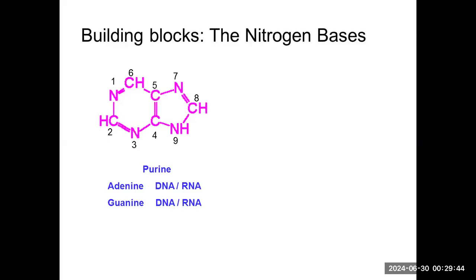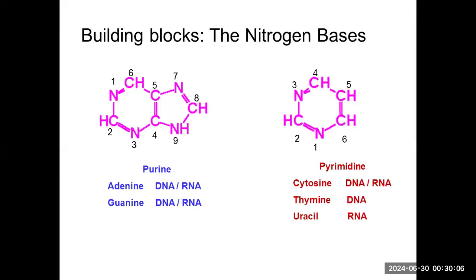Starting with the structure or building block of the nitrogen bases, you may be recalling that there are two types of bases present in nucleic acids. One type are purines, which are 9-membered heterocyclic ring structure containing molecules, and the other ones are pyrimidines, which have a 6-atom ring. So we have two types of purines, adenine and guanine. Both are present in DNA as well as in RNA.